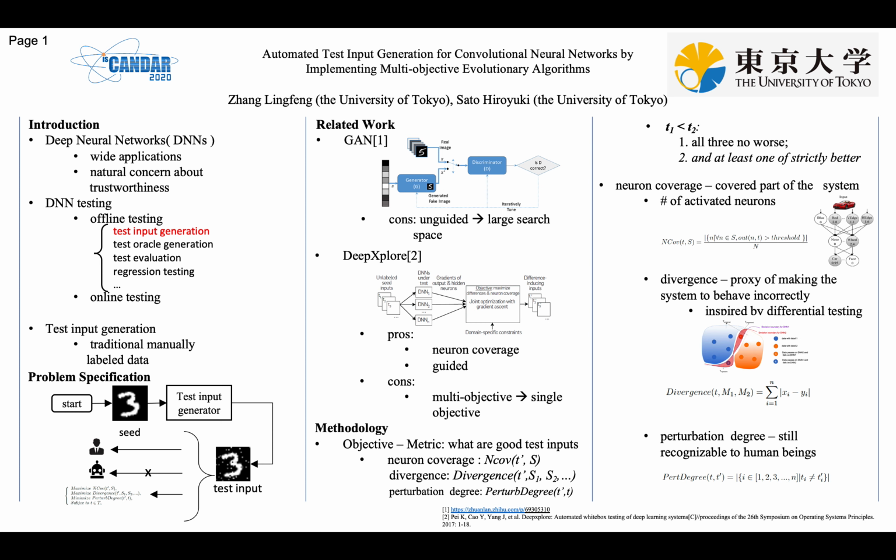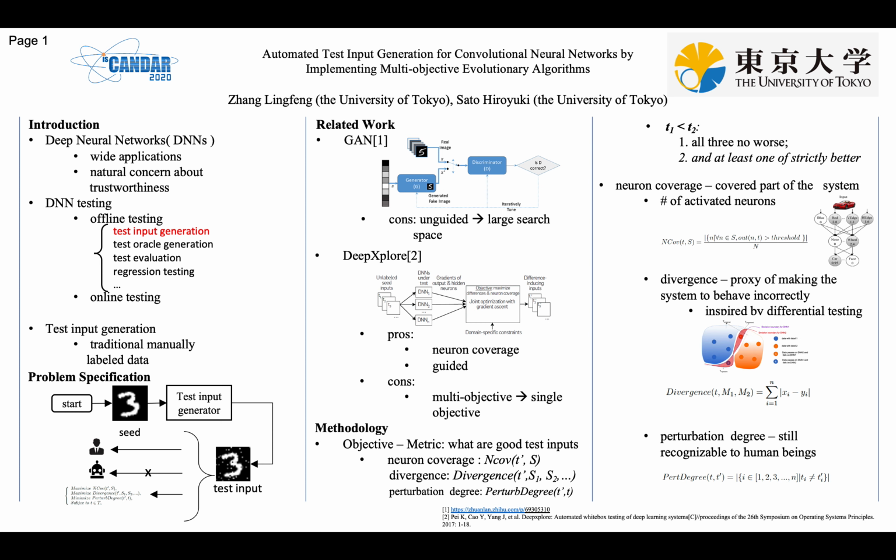We start from the introduction. Deep neural networks, DNN for short, have been applied in numerous aspects, including image classification, speech recognition, and so on. As it is getting more prevalent in safety and security-critical applications, it arouses a natural concern about its trustworthiness. Therefore, a DNN system must be tested systematically.